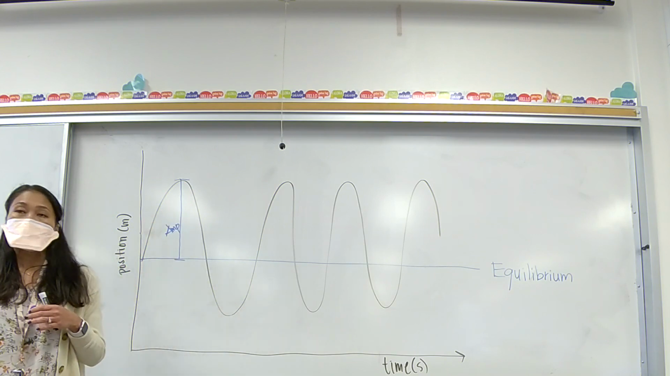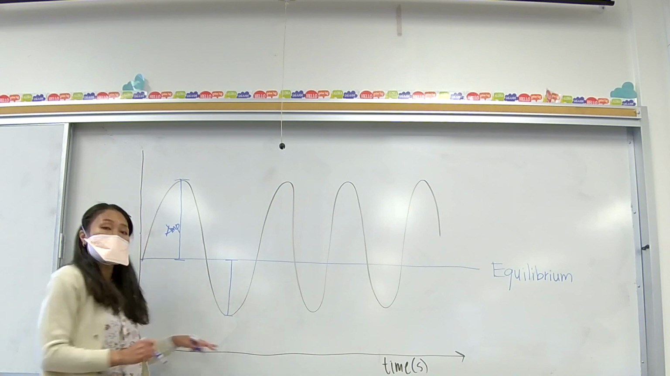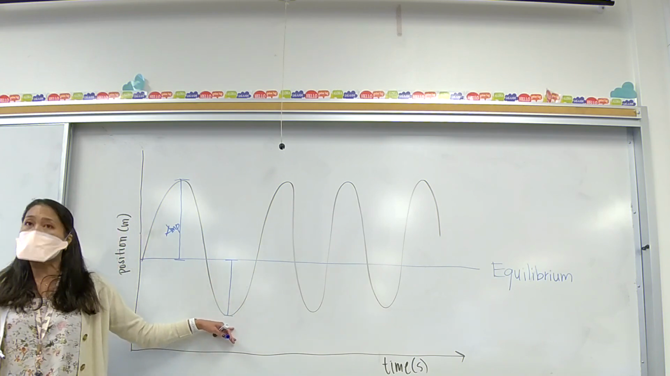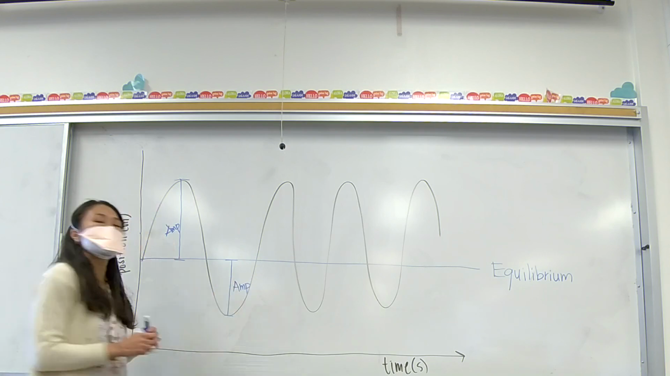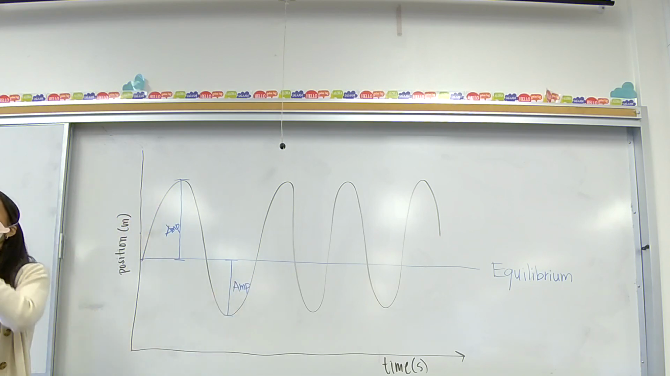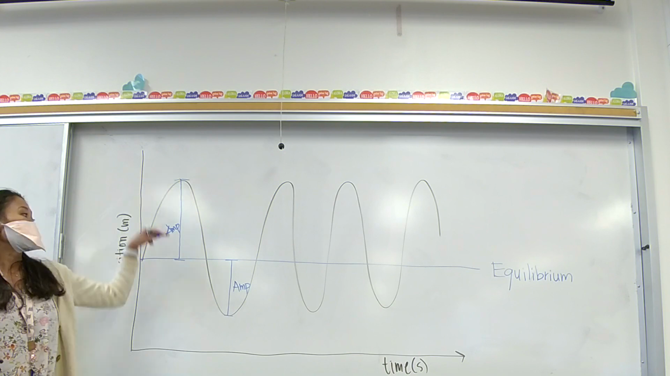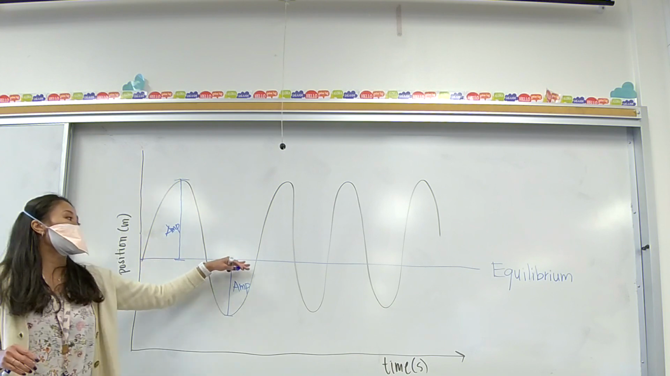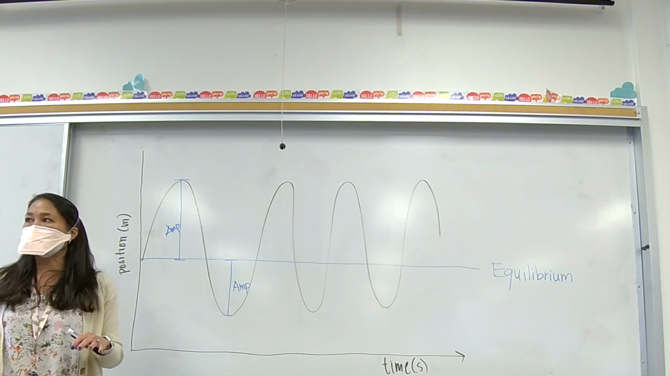Ideally, it would be the same from equilibrium to the trough. We call these bottom points troughs. They should be the same in value, but like I said, we lost energy over time. But our amplitude is from crest to equilibrium or equilibrium to trough. They should be about the same.